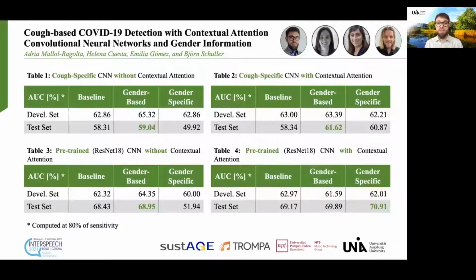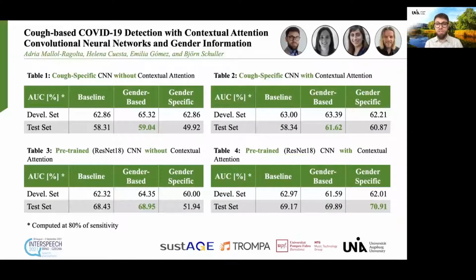In this slide, we summarize the main results that we have obtained from our experiments. The two tables on the top contain the results obtained using the cough-specific CNN, while those on the bottom include the results obtained using the ResNet-18 CNN. Tables 1 and 3 report the results without the contextual attention mechanism, while tables 2 and 4 report the results obtained using the contextual attention mechanism presented in the slide before.